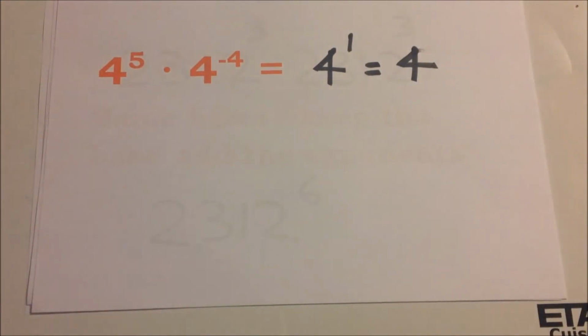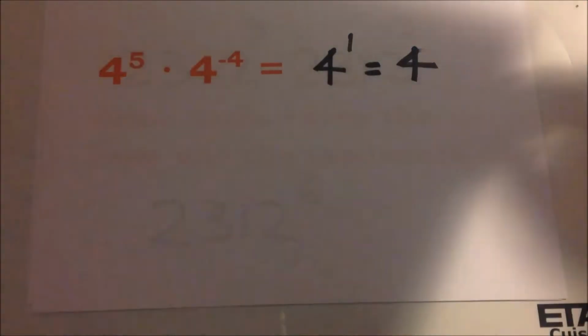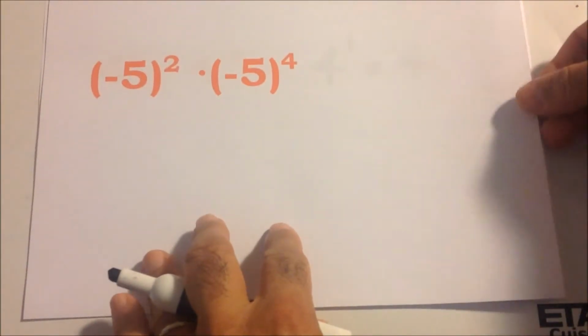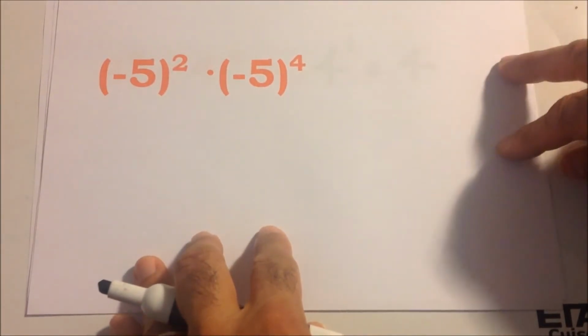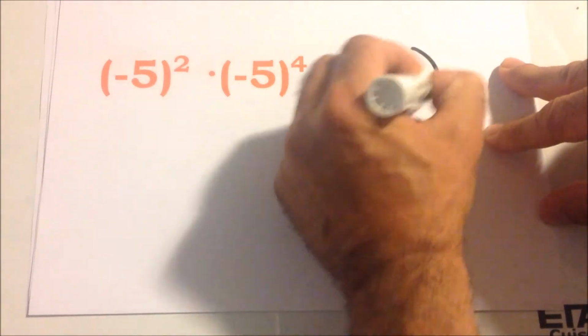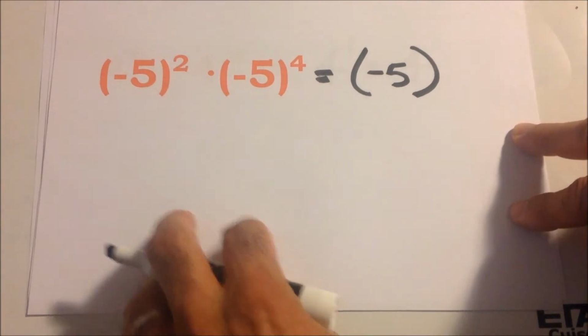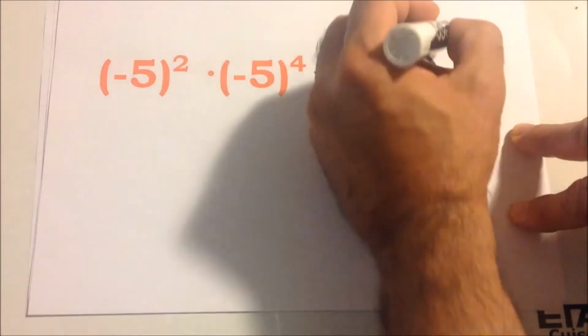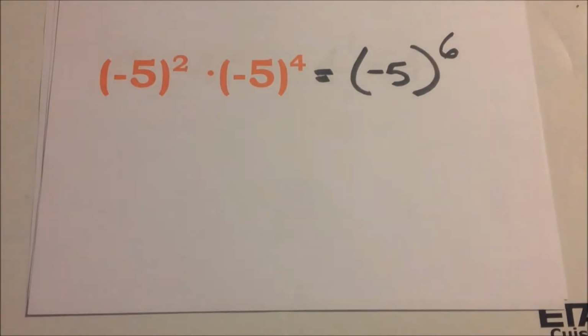The 1's invisible. Now let's try one where the bases are negative. Well, it's the same thing. Same base, negative 5. Just add the exponents. Same base, keep the base. That'll be the answer.